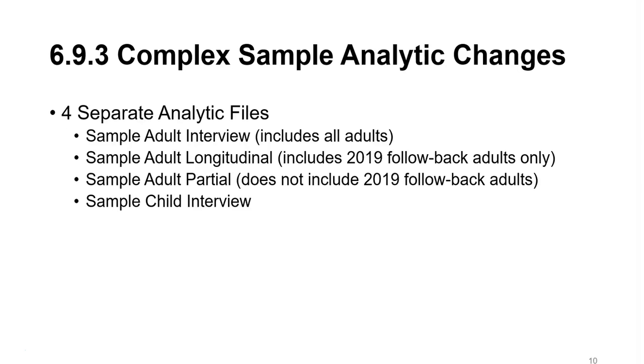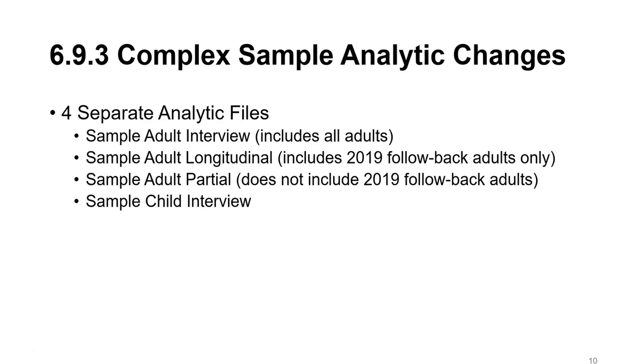And so with these changes, they created 4 separate analytic files: the sample adult interview file, which includes all adults, the sample adult longitudinal file, which includes the 2019 follow back adults only survey, and then the sample adult partial section that does not include the 2019 follow back adults, and the sample child interview. So if individuals are only wanting to look at specific information about people in 2020, then they would want to use that sample adult interview file. If they wanted to look at comparisons between those who completed the survey in 2019 and 2020, they would use the sample adult longitudinal file.